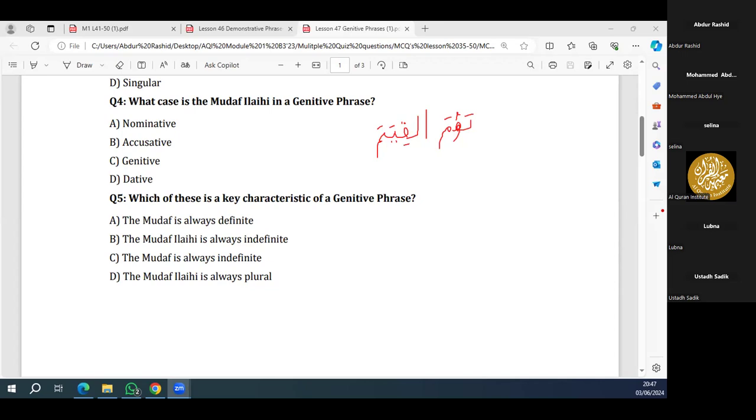Question 5. Which of these is a characteristic of genitive phrase? Is it A, the mudaf is always definite? B, the mudaf ilayhi is always indefinite? C, the mudaf is always indefinite? Or D, the mudaf ilayhi is always plural? I think this is a good one.